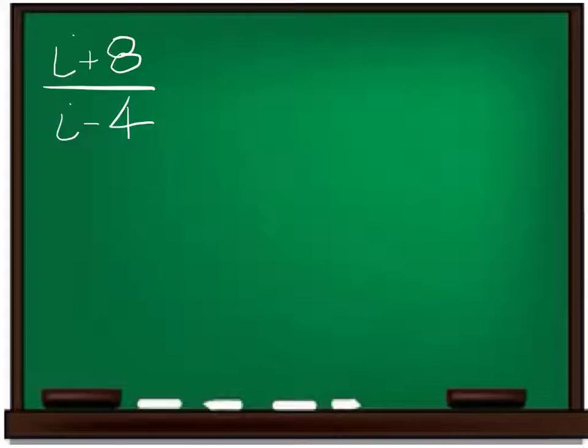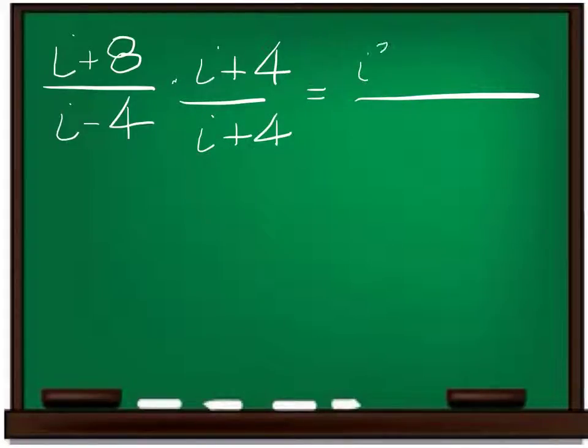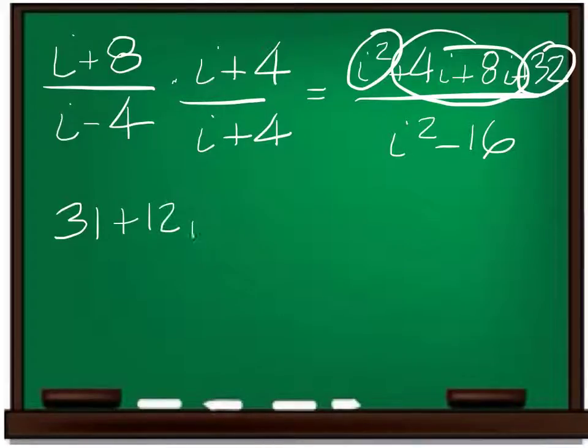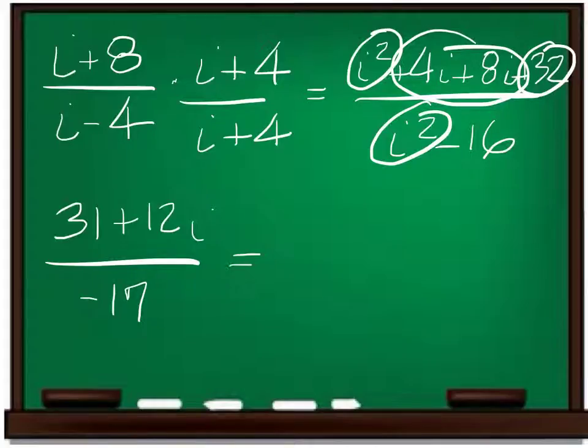For the practice problem, you have to multiply the top and the bottom by i plus 4. And on the top, that would give you i squared plus 4i plus 8i plus 32. On the bottom, it's i squared minus 16. Negative 1 plus 32 is 31, and these add up to give you 12i. On the bottom, negative 1 minus 16 is negative 17. You have to change the sign of everything. Negative 31 minus 12i over 17.